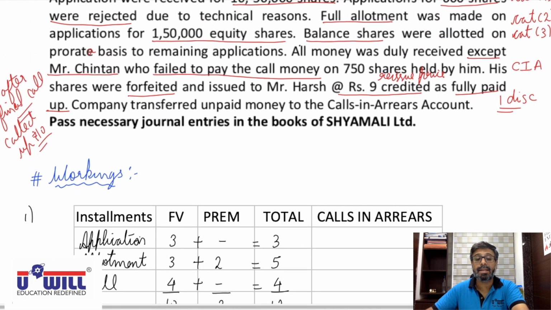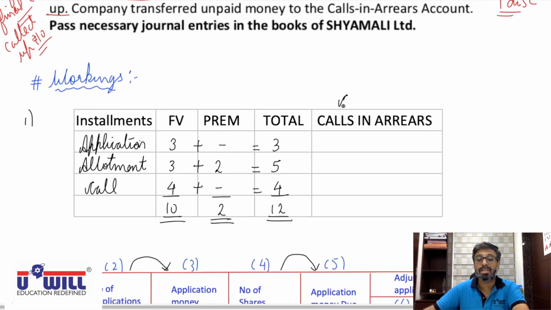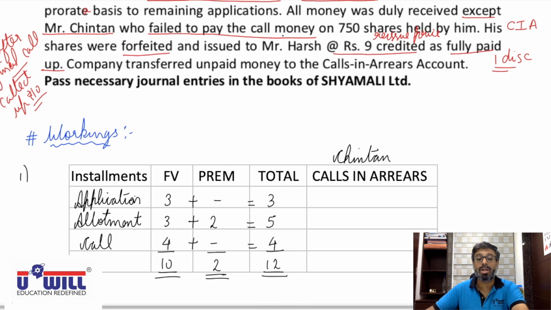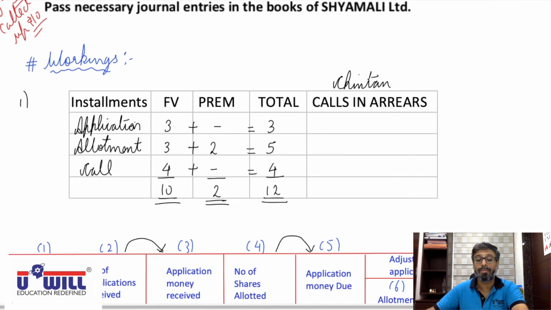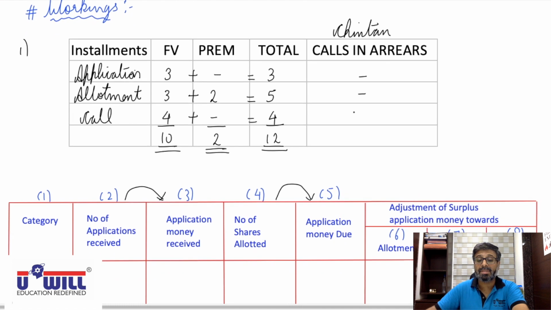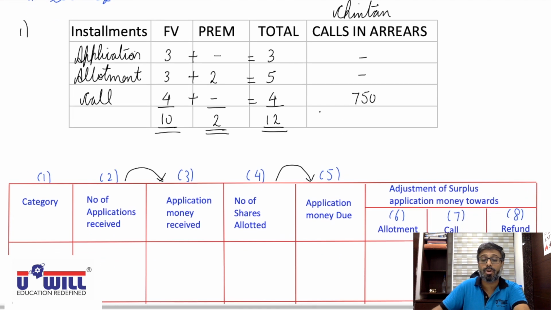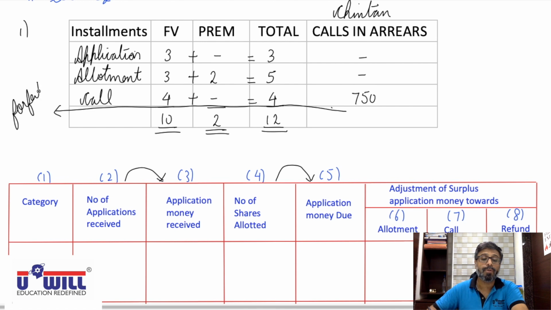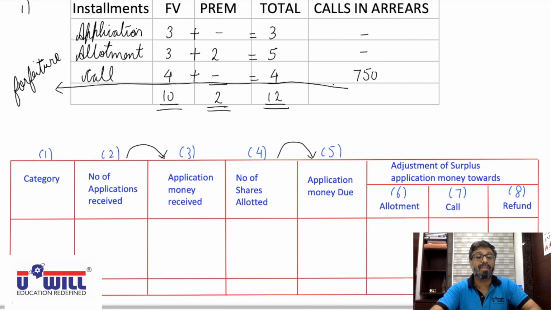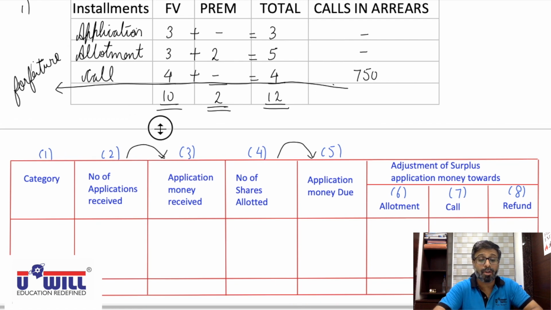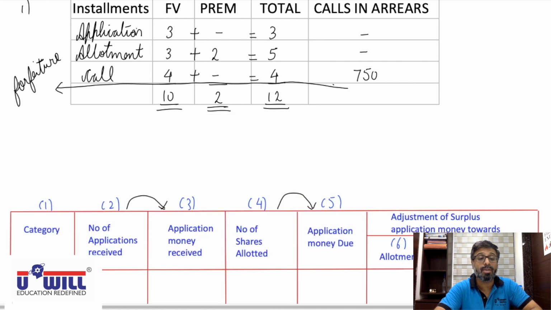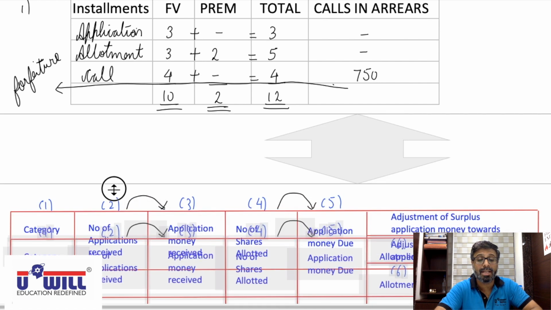Now calls in arrears. Okay, Chintan is the person who has not paid the money of final call. So 750 are the calls in arrears in which installment? Final call. Okay, application, allotment are paid by him. 750 are calls in arrears in final call, and after final call, okay, all of you can see here, after final call there is forfeiture. Okay, forfeiture is done after final call. Okay, everyone can pause the video, rewind it wherever you face confusion, listen to that part of the video again. Okay, but make sure that you are clear completely with everything what is going on in the lecture.